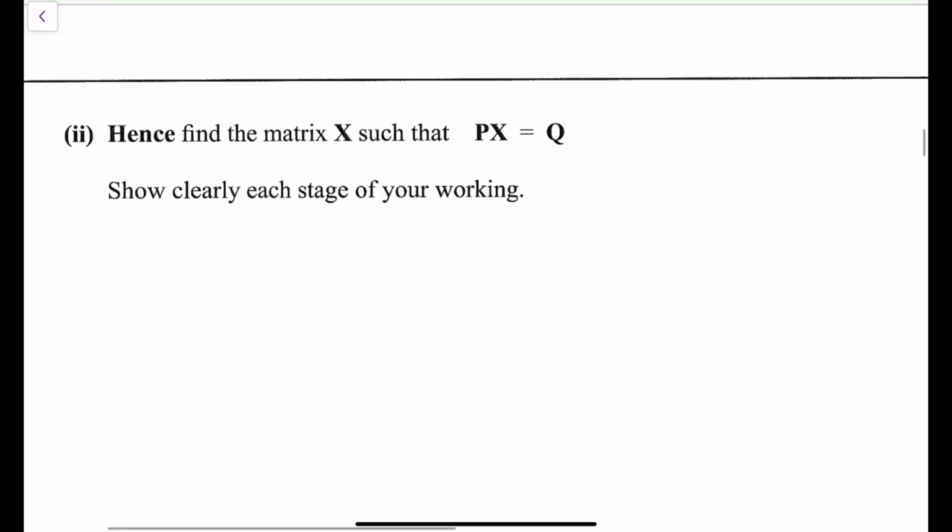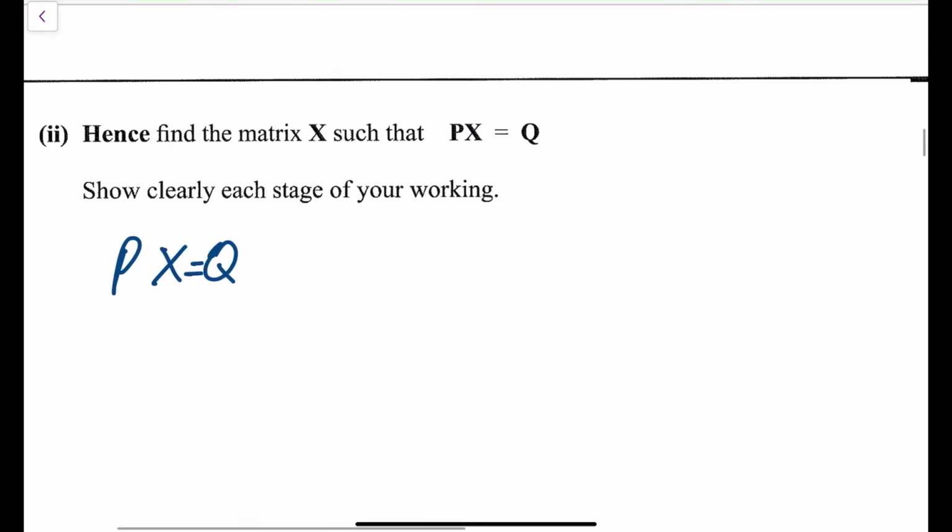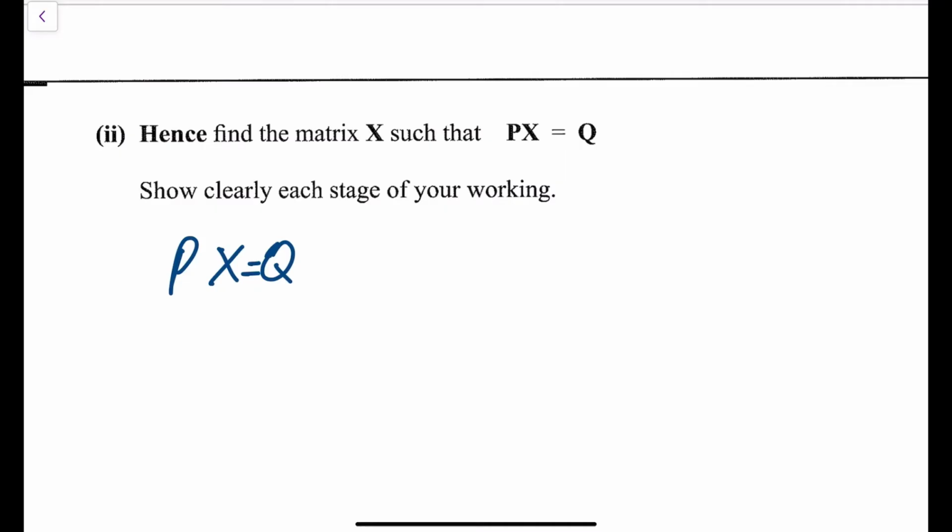Lovely, 2 easy marks. It says, hence find the matrix X such that PX equals Q, and you want to find your matrix X. Right, I'm not going to write down any matrices for a wee second here. I'm going to put this down. What you do in matrix multiplication is you want to put your inverse of P in front of the X. That gets rid of the P, because it becomes then I times X, which then just becomes X.